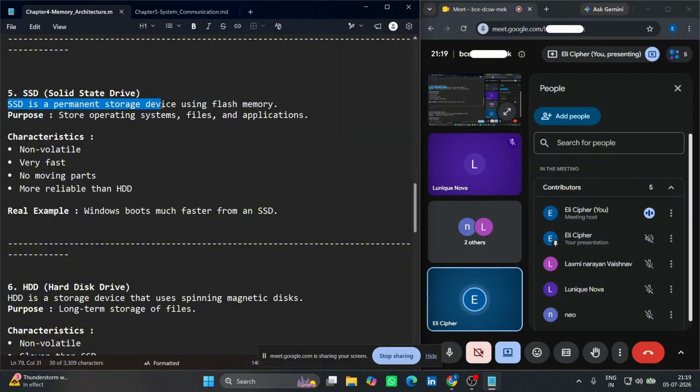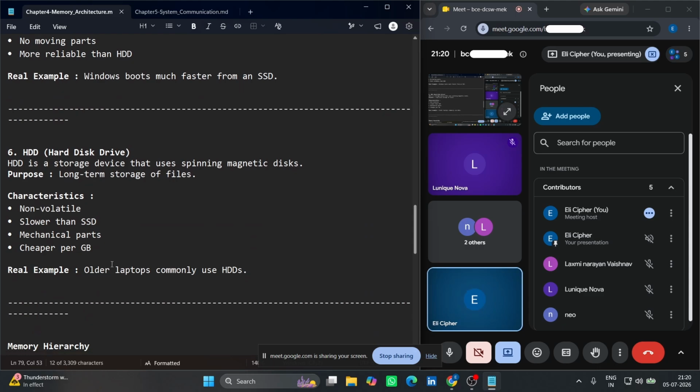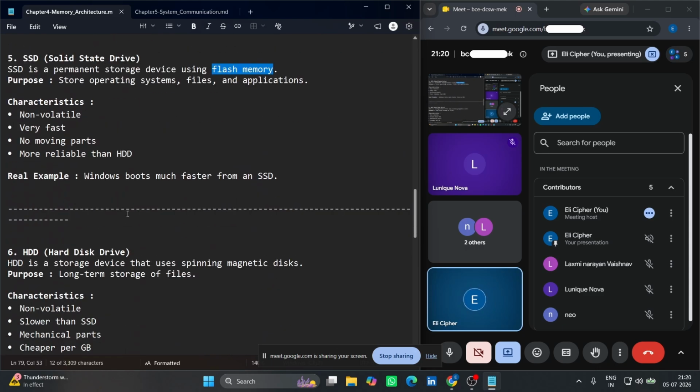SSD is a permanent storage device using flash memory, right? It stores the operating system, files, and applications. Everything from the operating system to the important files to the applications, your photos, pictures, data, everything is stored in the SSD, right? For example, if I open this Notepad application or this document, it is actually stored in SSD, right?